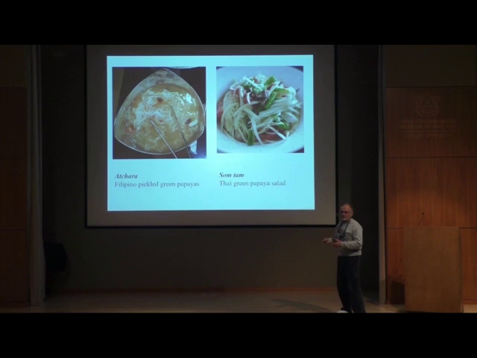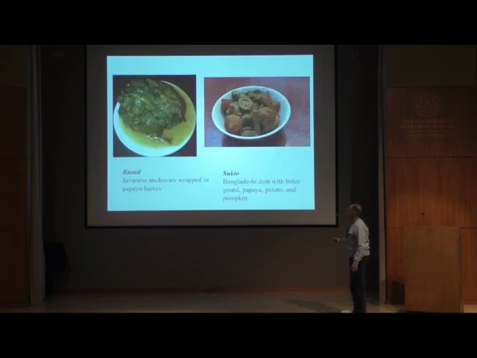And here's a variety I just chose from around the world. Here you have a Filipino dish, and they use green papayas. A Thai dish, also green papayas. Here in Japanese, they use the leaves and they stuff them with anchovies. And our friends in Bangladesh make sukto. I don't know what that is, but I found it. So it's a variety of culinary things you can do besides eating the fruit directly.